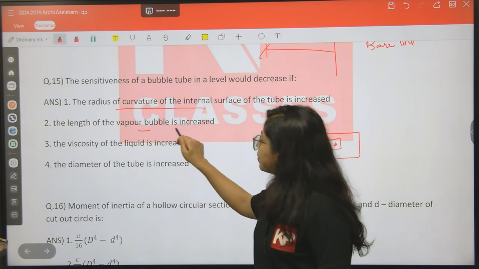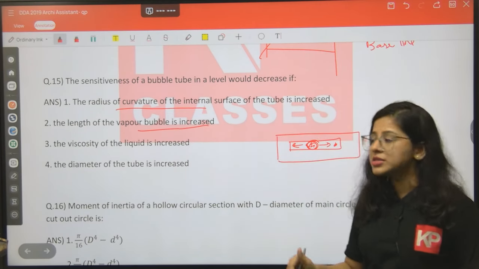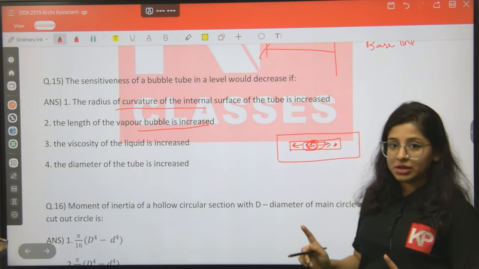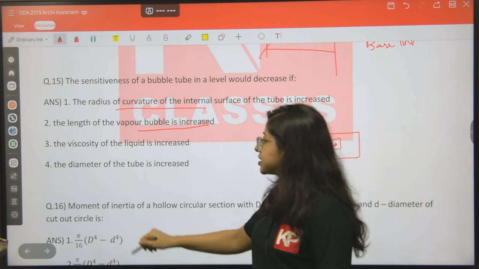Length of the vapor bubble is increased. If the length of the vapor bubble is increased, again the sensitiveness does not increase. Right? The length is increased.